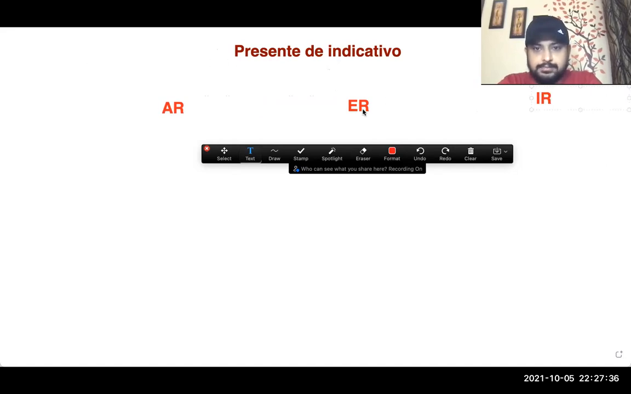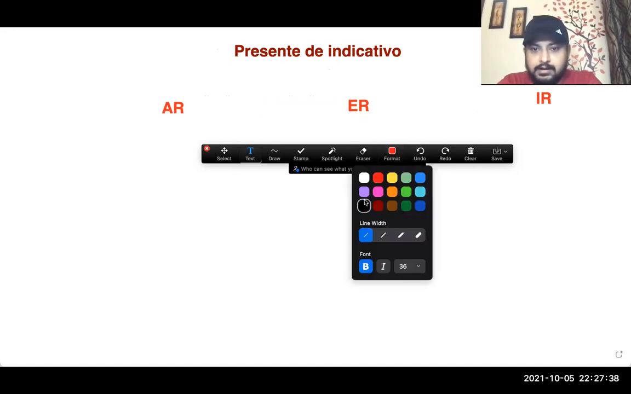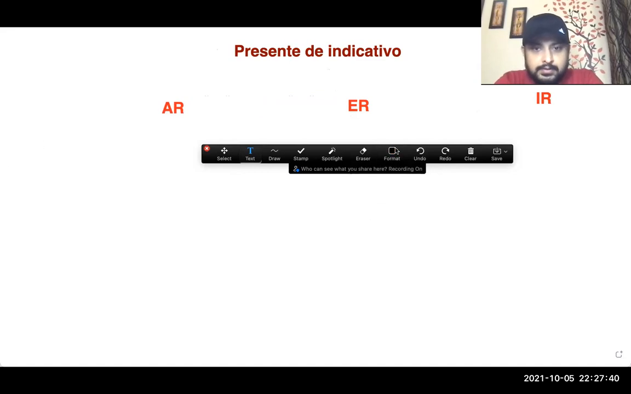And we have 6 pronouns. We will study that right now. So the first verb is hablar. I'm writing in different colors so that the understanding becomes easier for everyone. Hablar, comer, vivir.